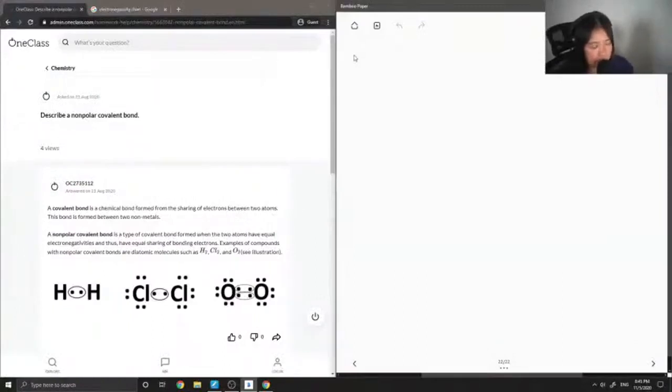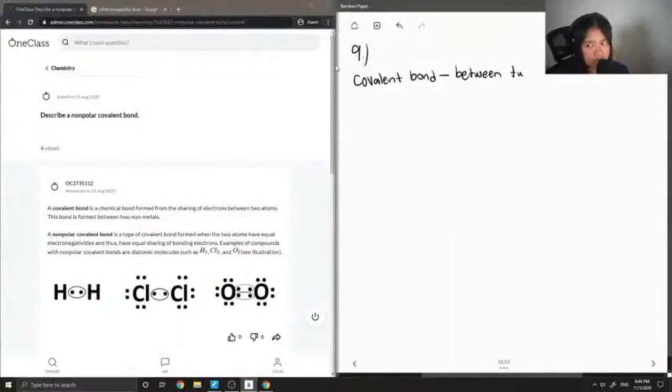Describe a nonpolar covalent bond. Okay, so let me just write out the definition for covalent bonds in general. A covalent bond is between two nonmetals, and it also involves the sharing of electrons.